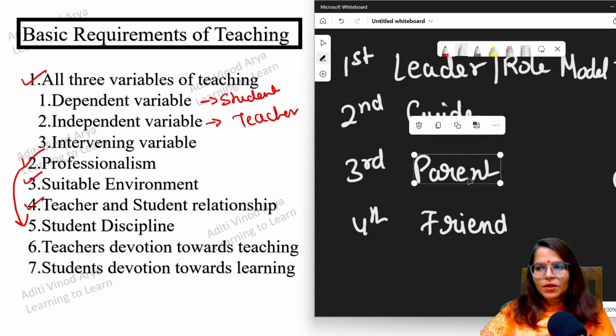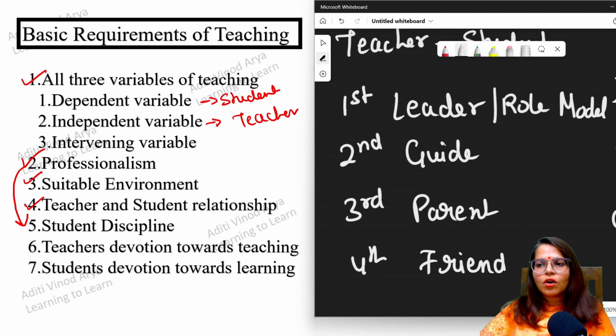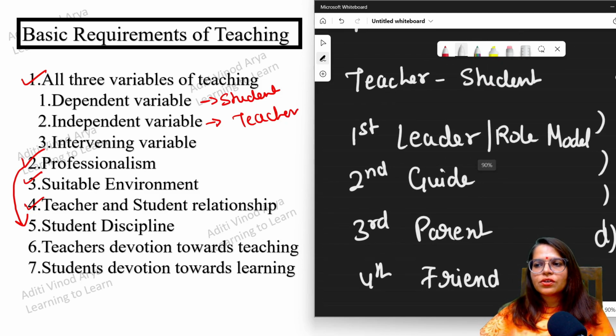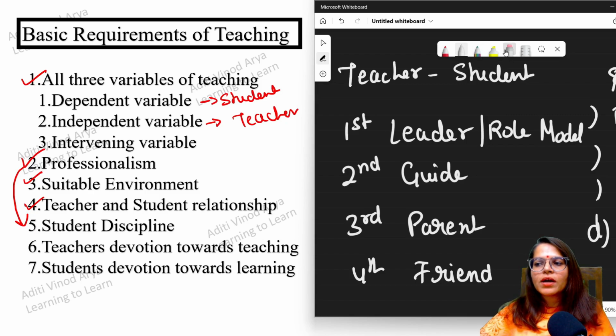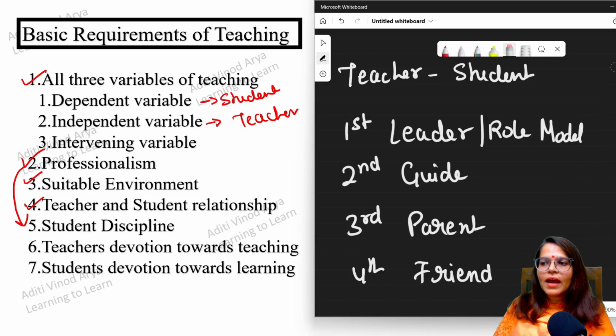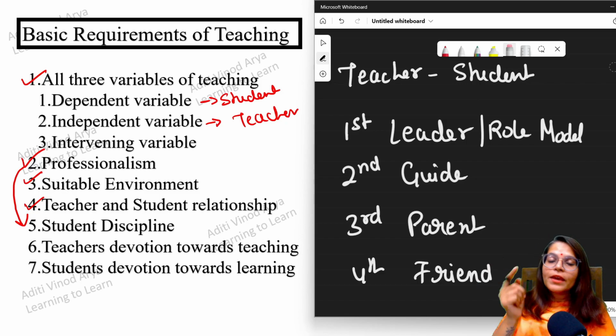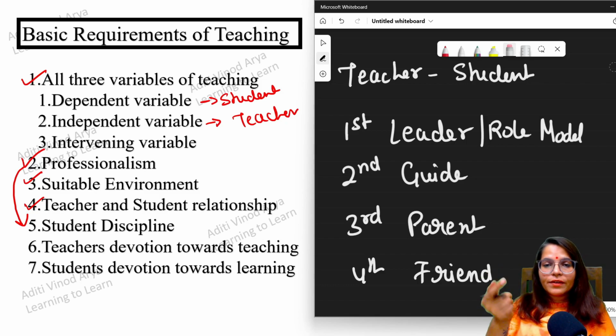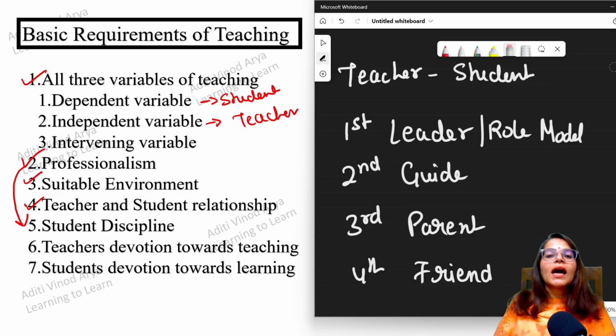So if a question is asked on the topic of student and teacher relationship, you're going to clearly say that if in the options we have leader or role model, you're going to choose that one. If that is missing, you're going to choose guide. If that is also missing, parent or guardian. If that is also missing, you will choose friend. So this is how you prioritize, and if any question is asked, you can easily follow this rule.